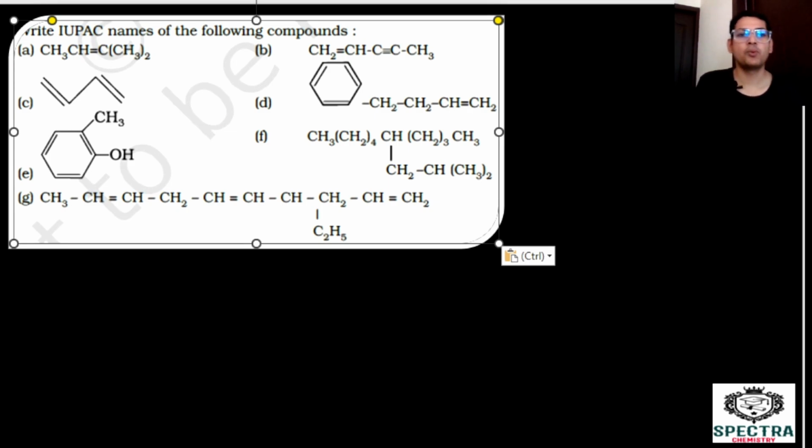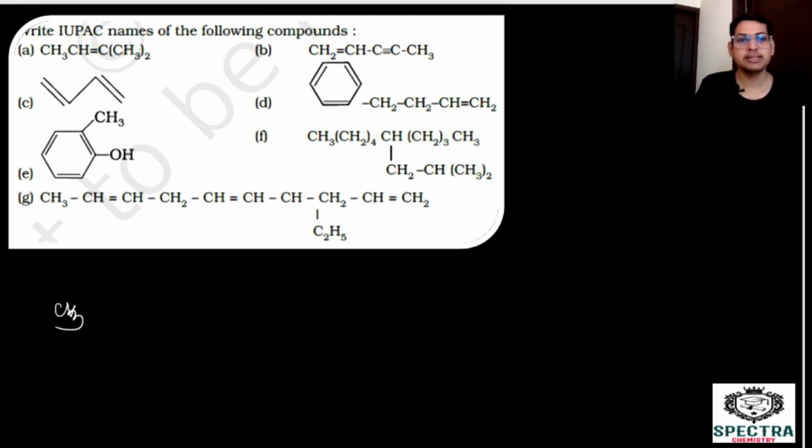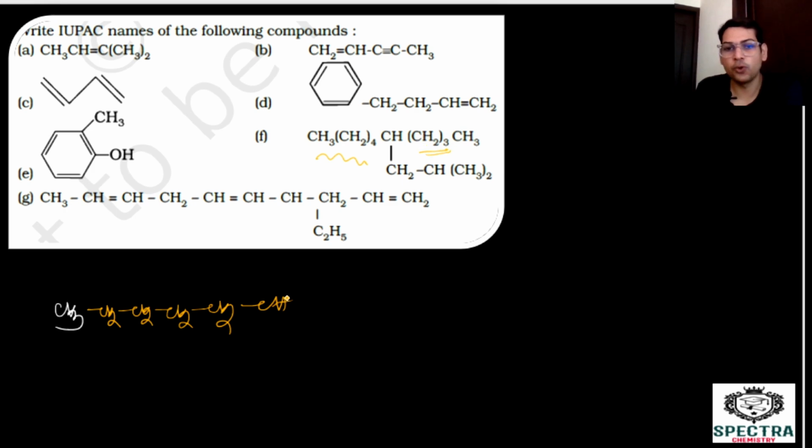Yes, so we'll do question number 6. It is given CH3, CH2 whole 4. So I want to write CH2 whole 4 as CH2 CH2 CH2 CH2. No problem. Then CH, and with this CH it is given CH2 whole 3. So I write CH2 CH2 CH2 and then the CH3 is there.